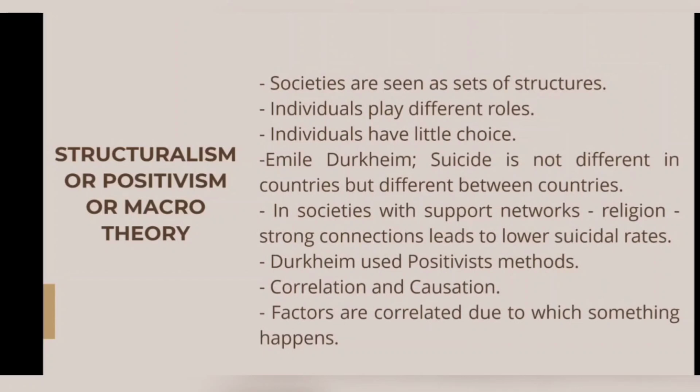Secondly, the individuals that are part of these societies have certain roles. They play different roles. For instance, if you are a daughter, you can be a wife, a mother, and a sister at the same time. So in a family, you need to play different roles. Similarly, when you play different roles as an individual, you have little choice. If you are in a structuralist society, through having little choice, you are bound to follow specific rules and regulations. You cannot go beyond those rules and regulations.